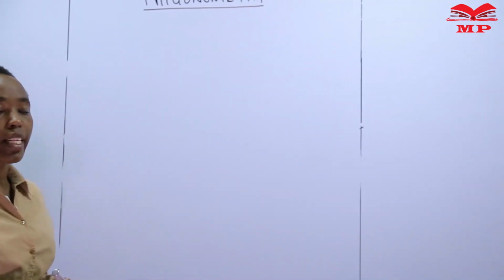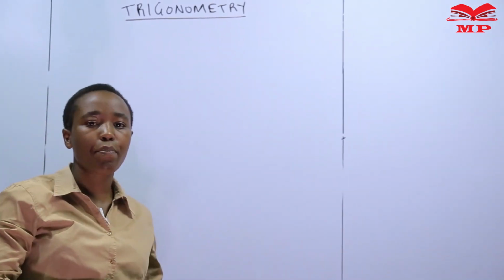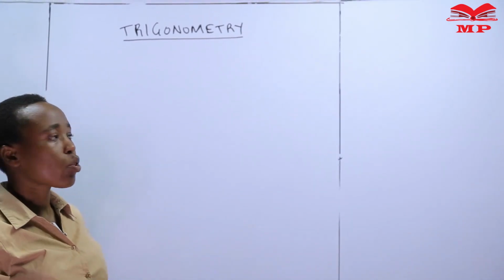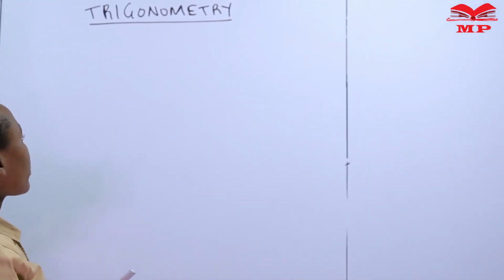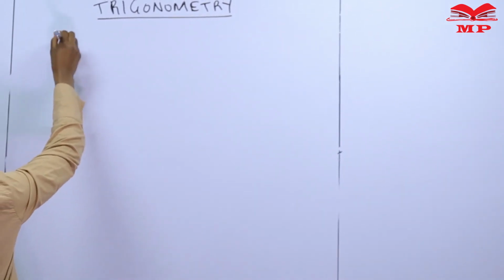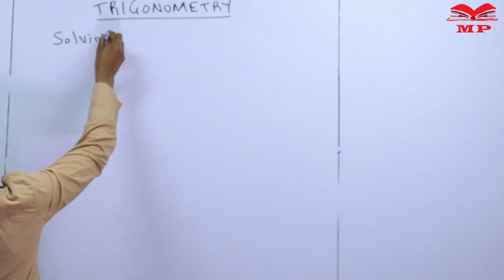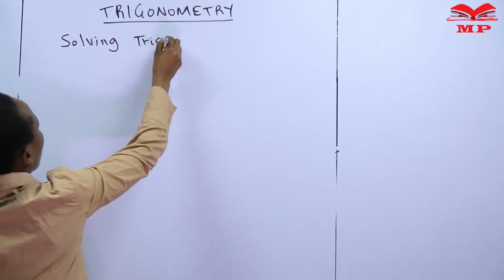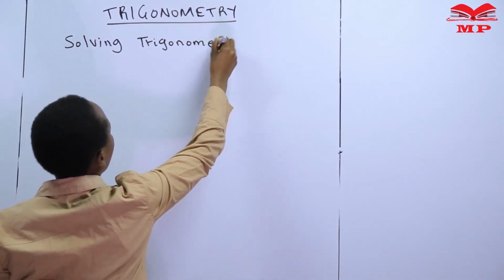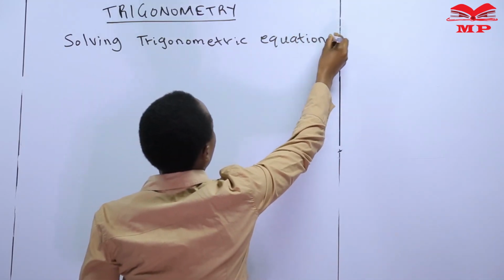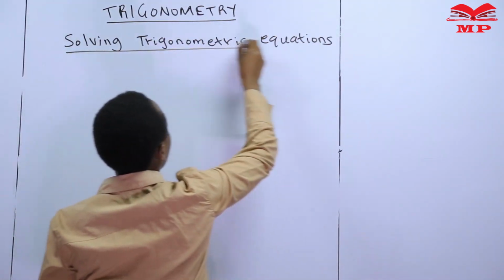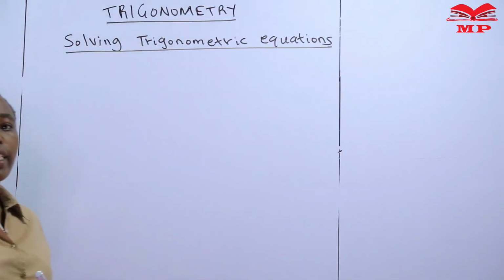Trigonometry. And in this lesson, we are going to deal with the last bit in this topic, that is trigonometry 3. Our last bit is solving trigonometric equations. Solving trigonometric equations. That is our last bit in this topic, trigonometry 3.